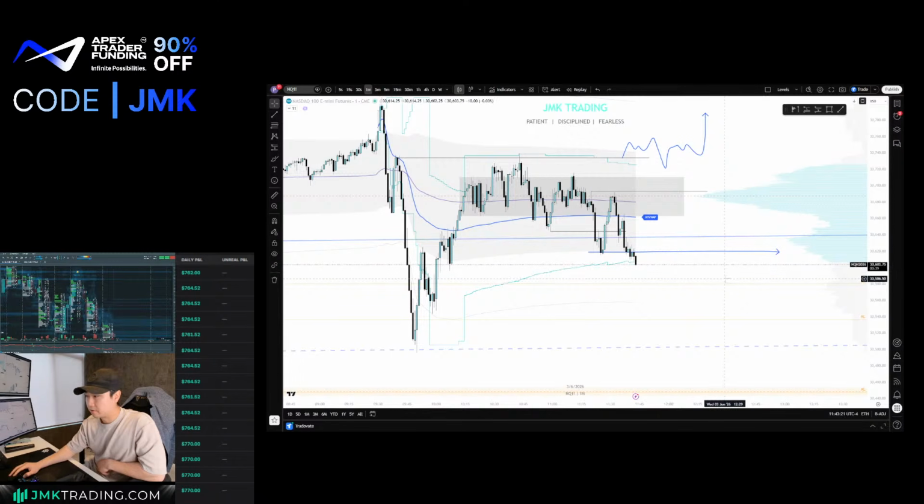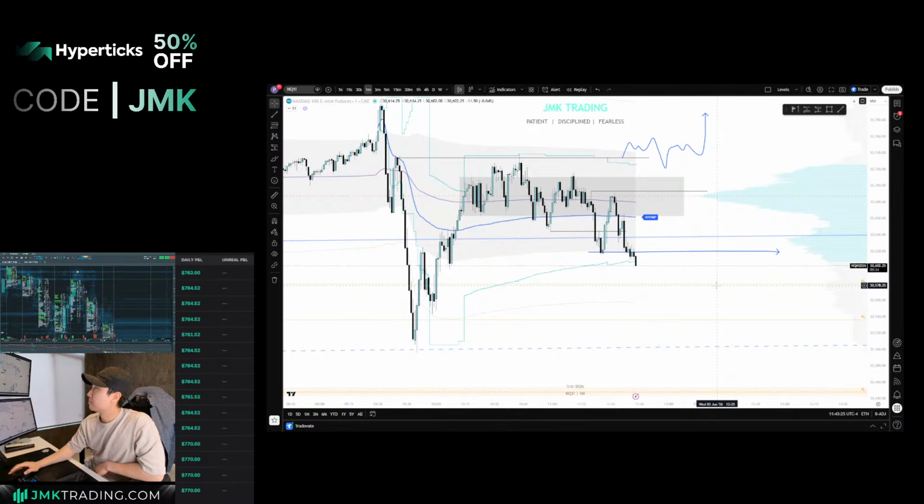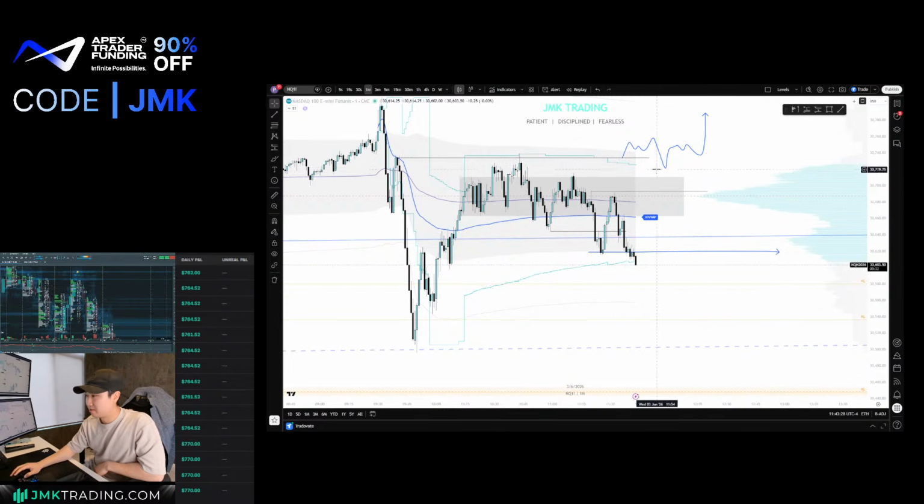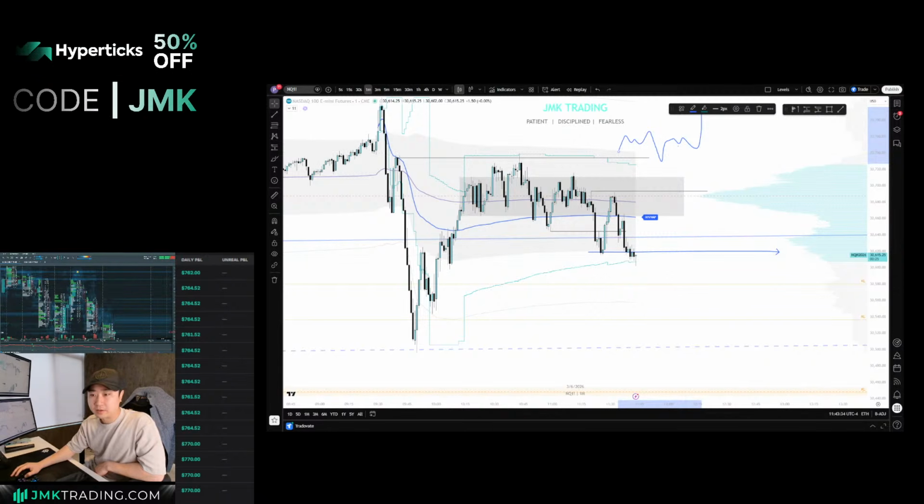How is this short looking now, according to you? It looks great, man. It's all about risk management. Trading's a risk management game. It's not really a technical game. The better you manage your risk, the more money you're gonna make.